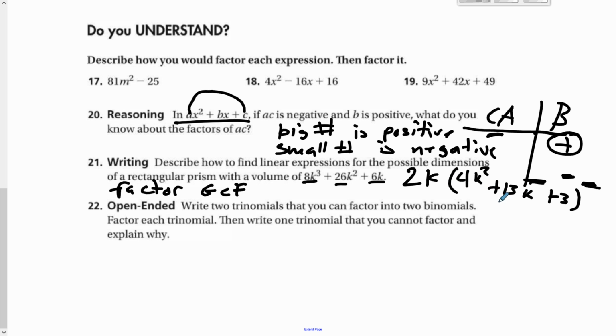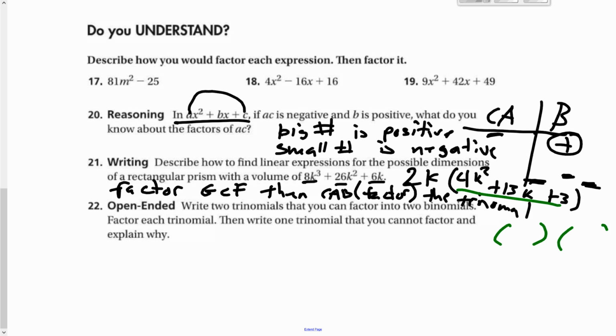Then we factor the trinomial. That's how we would do it. Open-ended question: come up with two different types of trinomials. When we factor this one, we get left with two binomials. So if I want to come up with two trinomials and then factor them, can I just come up with two binomials?